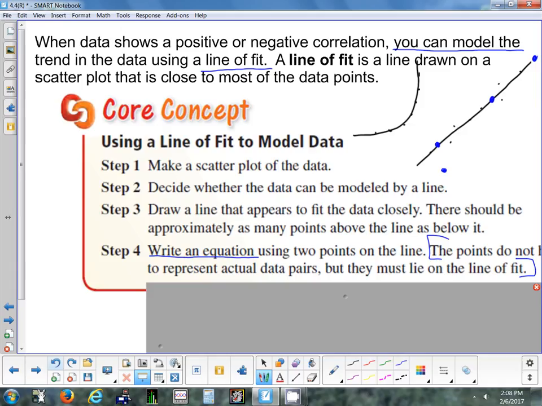Okay, so any questions on that? That's what that second sentence is saying. You can make up any point you want. Just put it on the line somewhere. What I try to do is make up a point that's easy to work with. Try to make up a point that is as simple as possible.